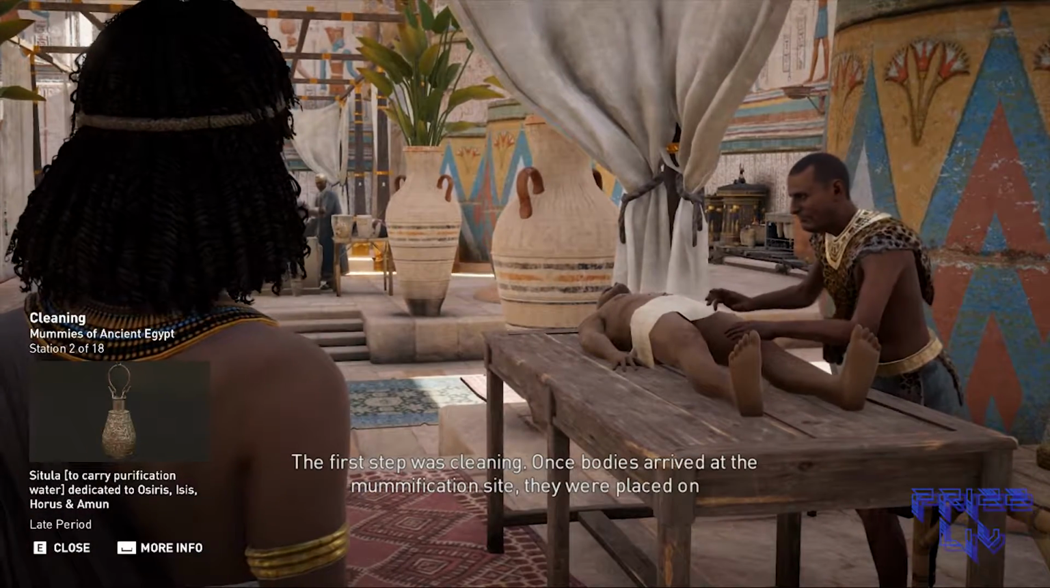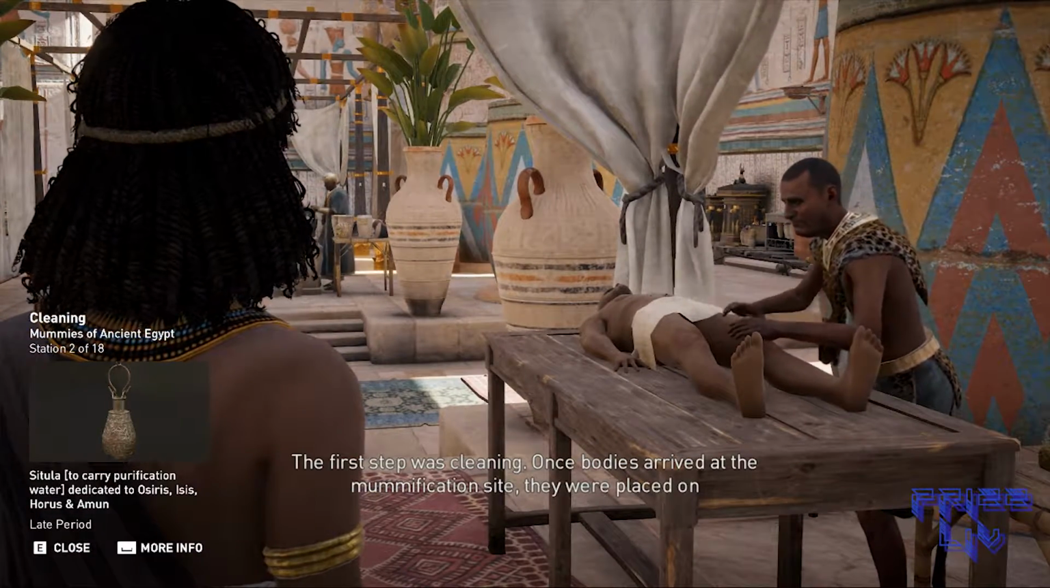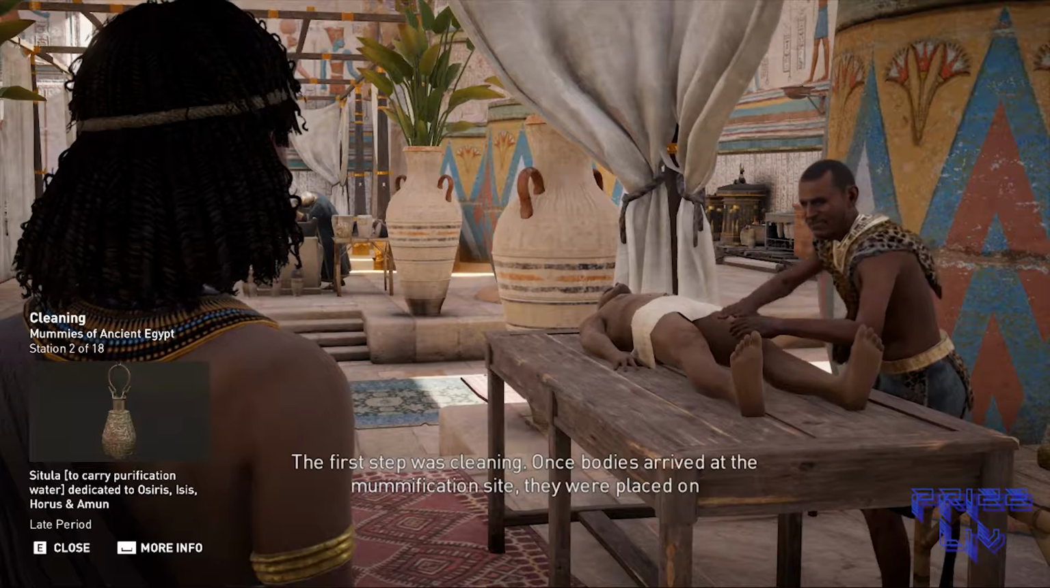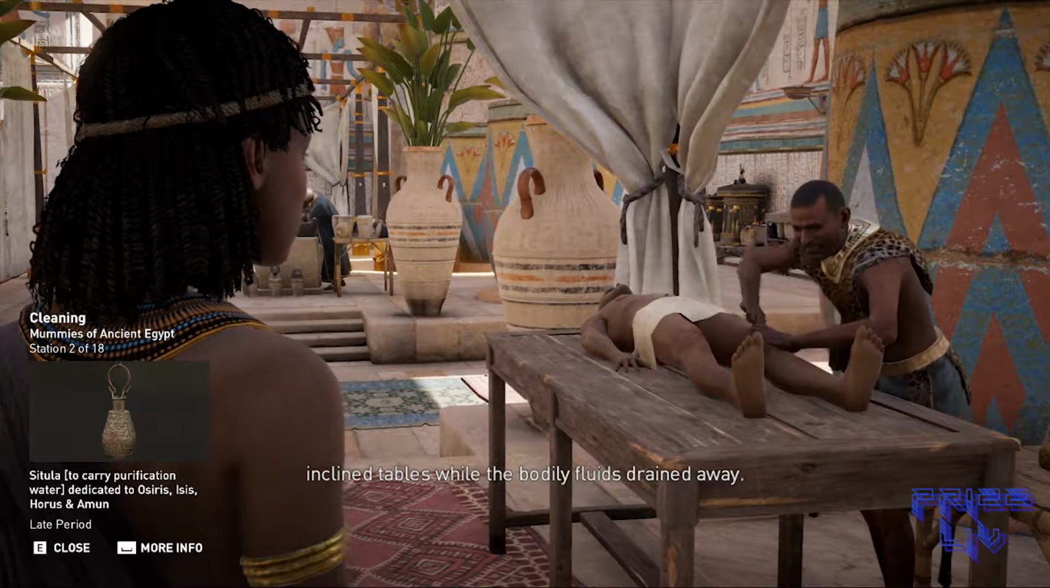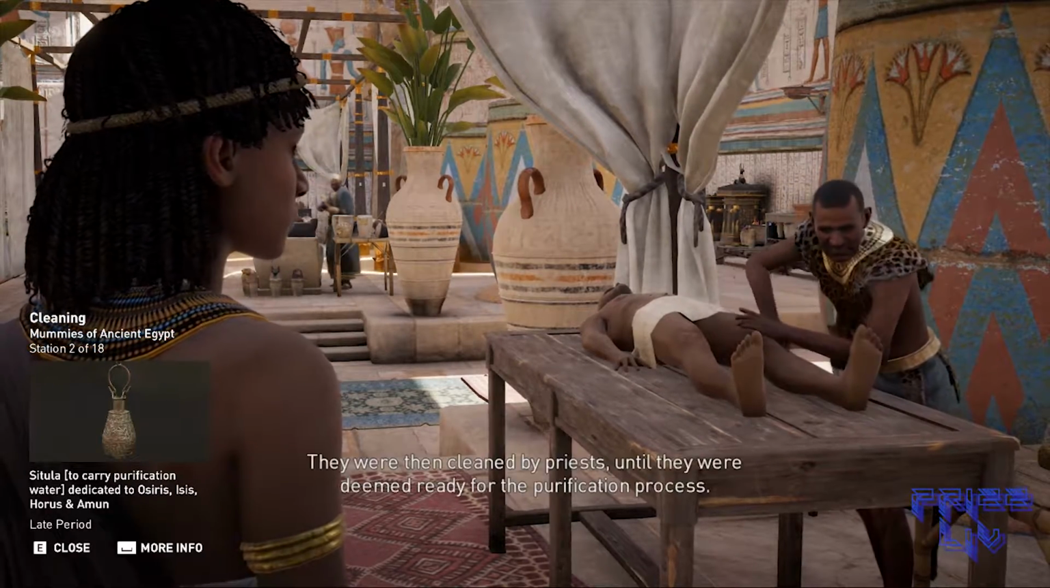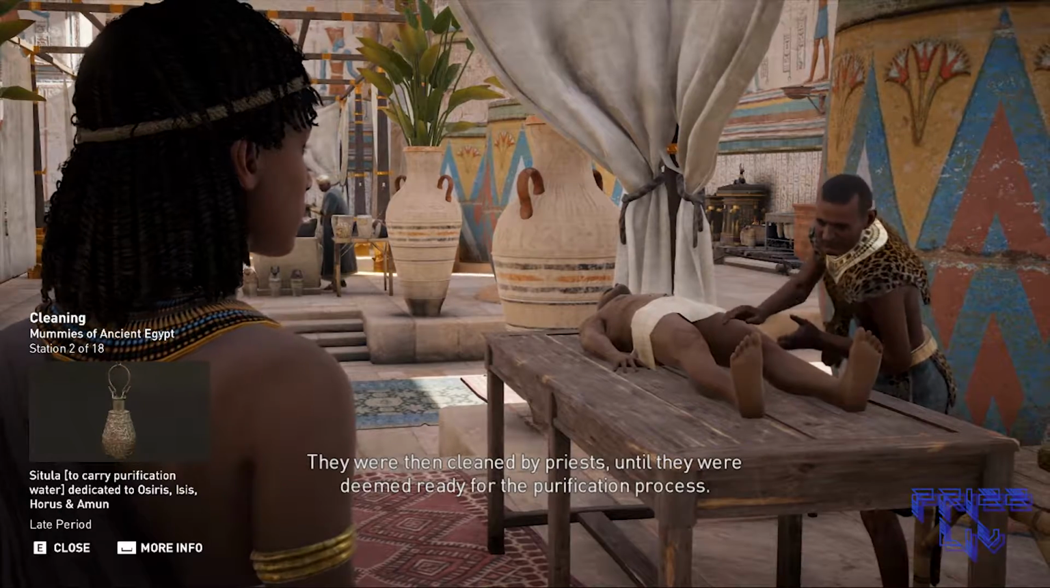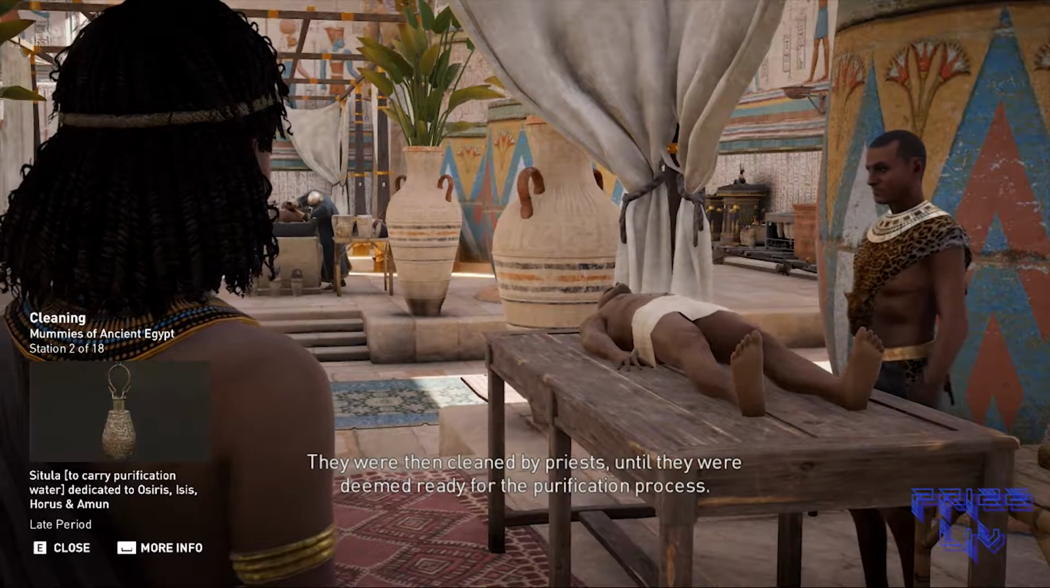The first step was cleaning. Once bodies arrived at the mummification site, they were placed on inclined tables while the bodily fluids drained away. They were then cleansed by priests until they were deemed ready for the purification process.